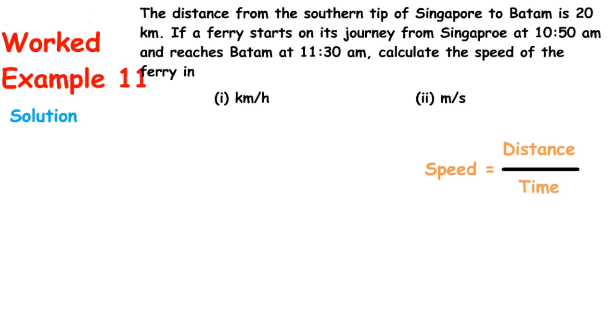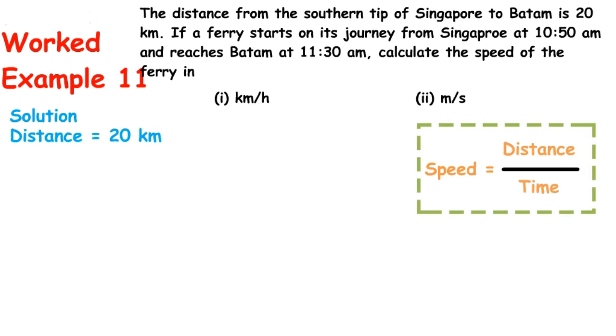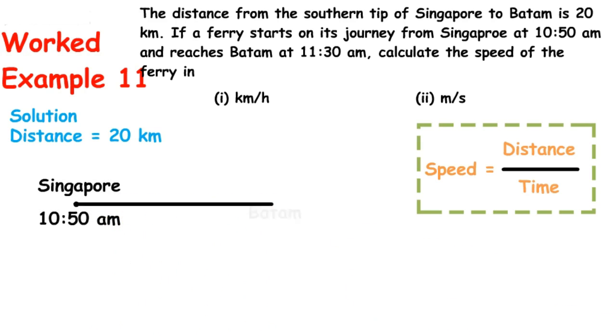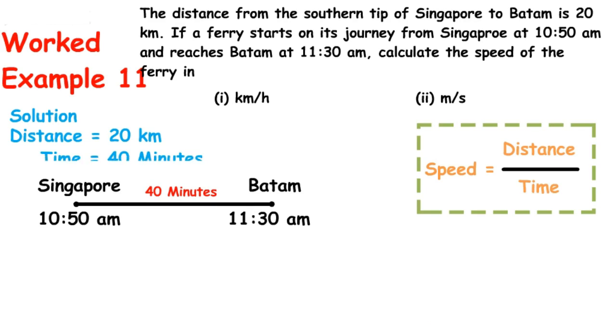Speed equals distance over time. We have a distance of 20 kilometers. And time is: the ferry starts on its journey from Singapore at 10:50 am and reaches Batam at 11:30 am. From 10:50 am to 11:30 am, the journey took 40 minutes.